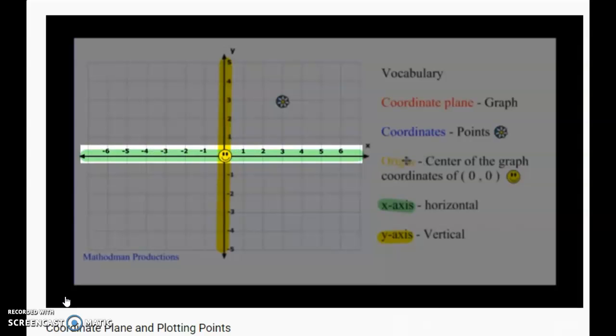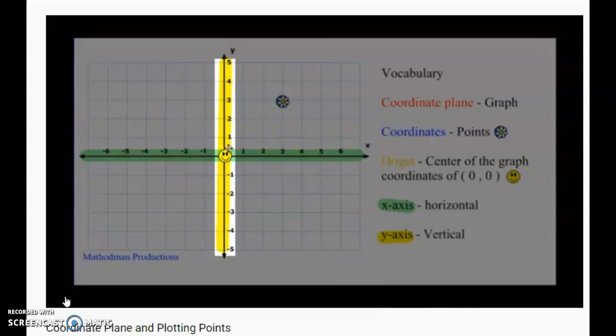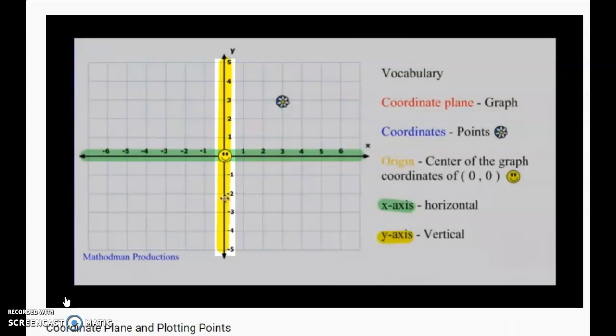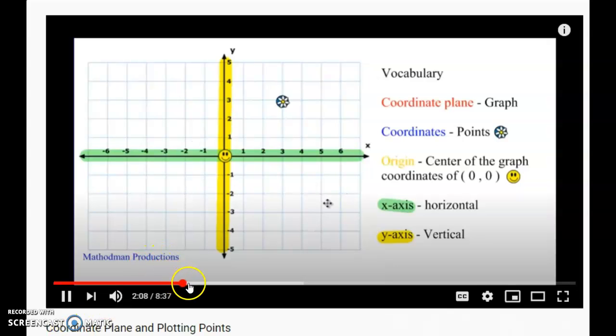That's the x-axis. It goes horizontal, so from left to right. Y-axis, up and down, vertical. All the numbers above the origin on the y-axis is positive. Everything below the origin is negative. If you want, please pause the video and maybe study the vocabulary words. These are very important. And take a look at the graph so you know what's what.